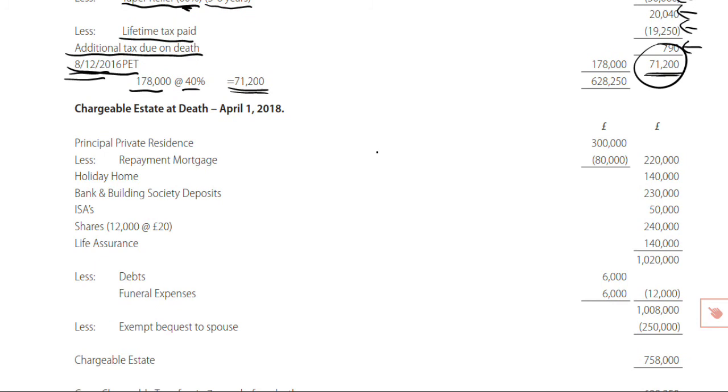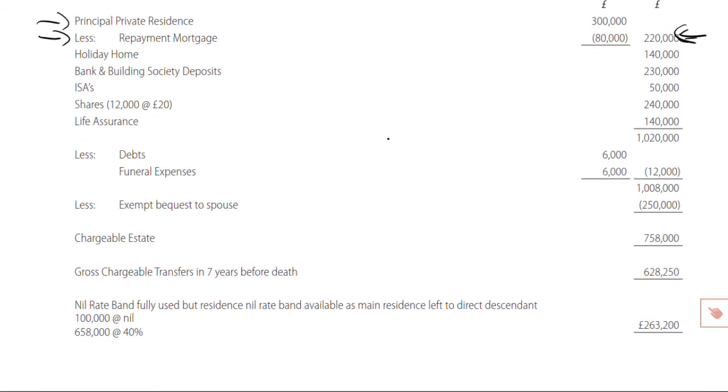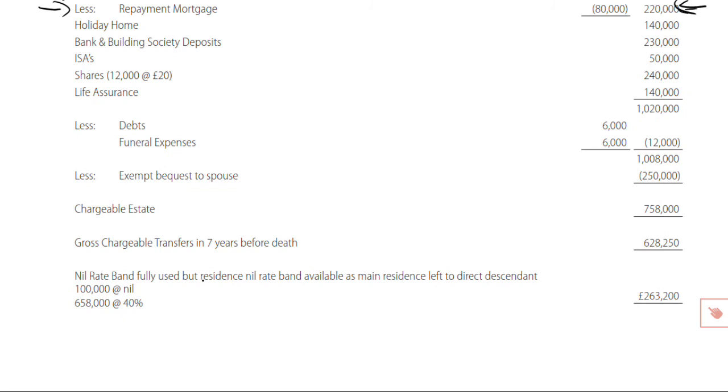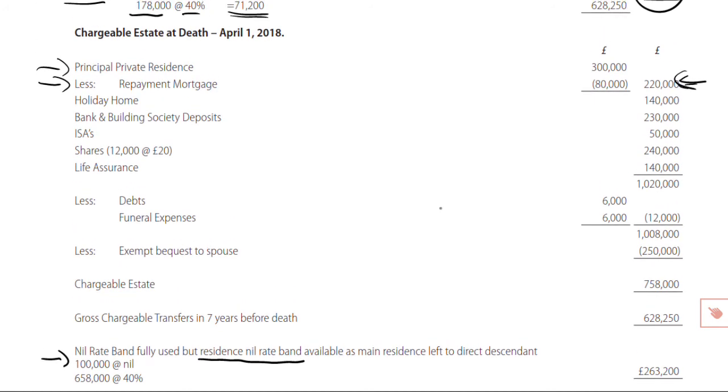the listing exercise. So we've got the residence there, the main residence. As it's a repayment mortgage, not an endowment mortgage, we deduct the mortgage figure of 80, and we've got a net figure of 220. Now that net figure of 220, of course, is sufficient to ensure that down here we'll get the residence nil rate band of £100,000, the full amount available there, as 220 is more than £100,000.